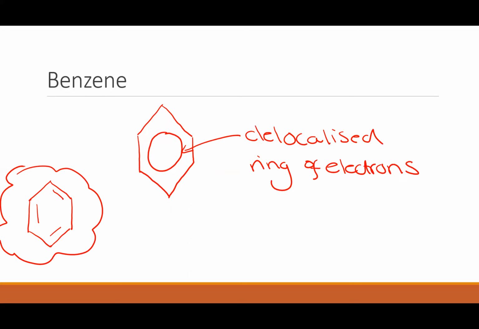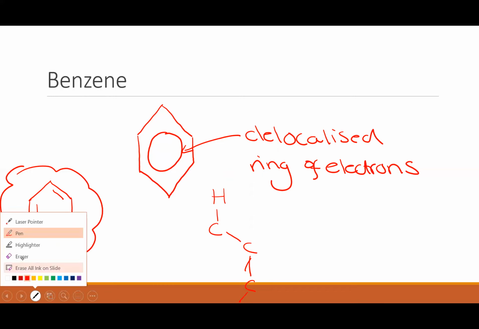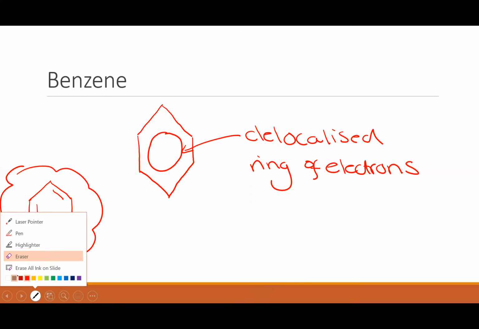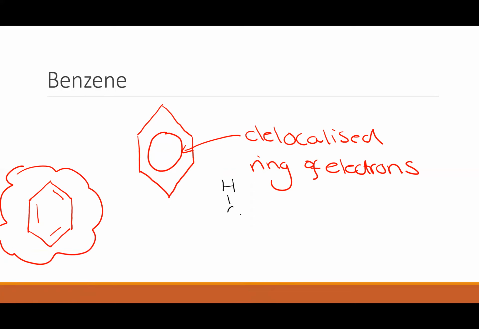But remember, we still got each hydrogen attached. So if we drew it out fully, it would look like this. Let me just draw it in a better place. So it would look like this. Now, we've got hydrogen off each one.